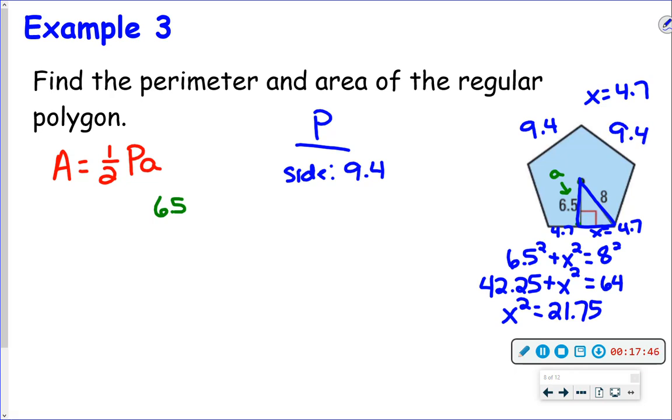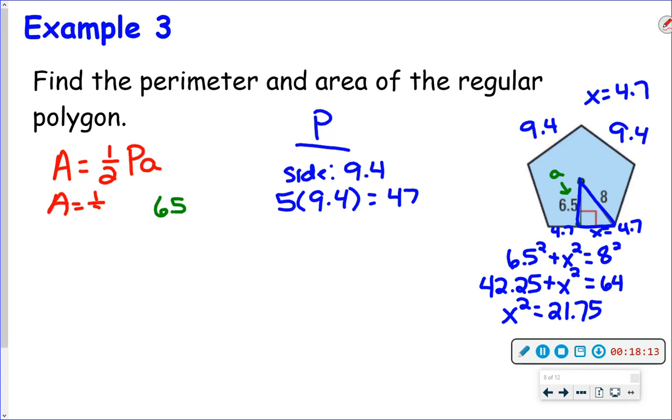What's a quick, easy way to do the perimeter? Because I do not want to type in 9.4 plus 9.4 plus 9.4 plus 9.4. I don't want to type that in. How can I do it quick? Times 5. There's 5 sides. Punch that in. What's your perimeter? 47. Got it.